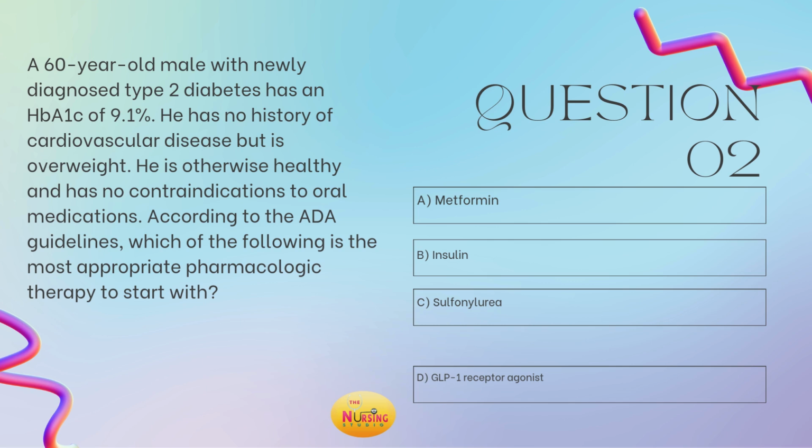All right, and question number two, a 60-year-old male with a newly diagnosed type 2 diabetes has an A1C of 9.1%. He has no history of cardiovascular disease, but is overweight. He is otherwise healthy and has no contraindications to oral medications. According to the ADA guidelines, which of the following is the most appropriate pharmacologic therapy to start with? Is it A, metformin, B, insulin, C, sulfonylureas, or D, a GLP-1 receptor agonist? Take a moment and tell me what you got, you guys.